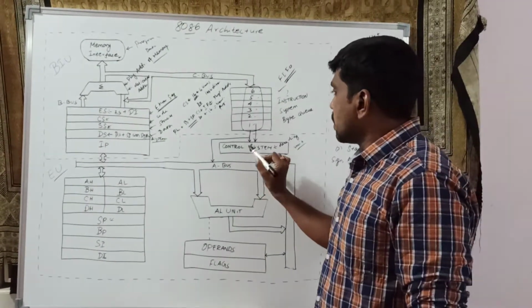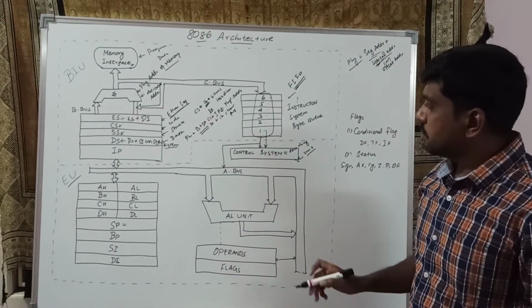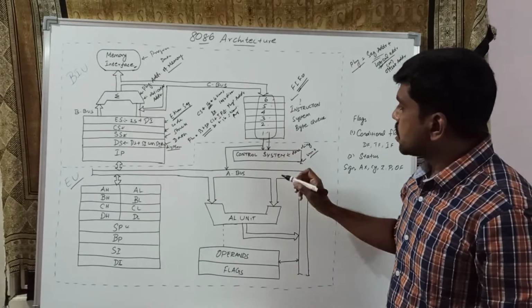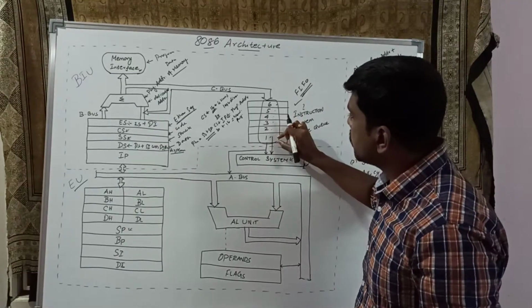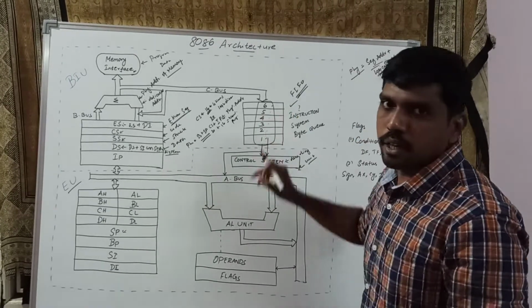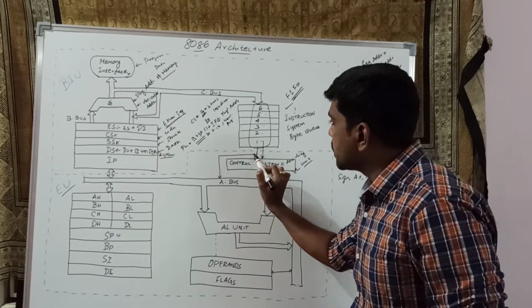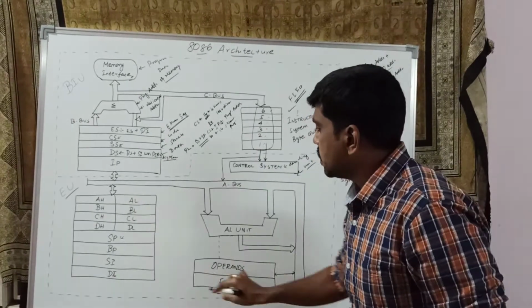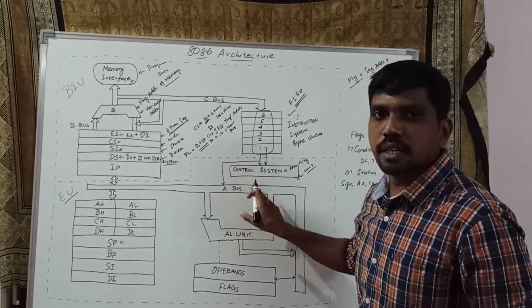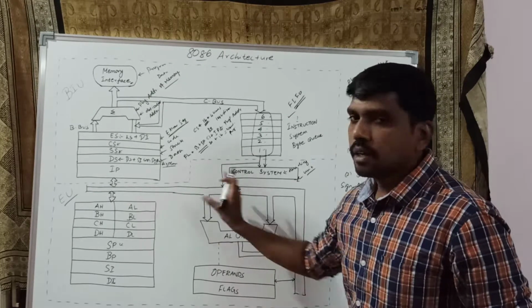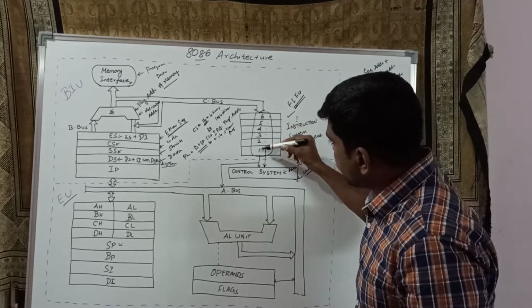In the execution unit, the first block is the control system. What is the use of the control system? Here the instruction is decoded. Whatever instruction is stored in the instruction queue is fetched and decoded. After decoding, that level of signal is transferred to the internal structure of the execution unit through the A bus. This A bus carries the control signal and also data transfer. Then one by one you fetch the instructions.